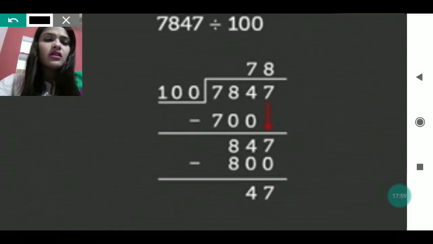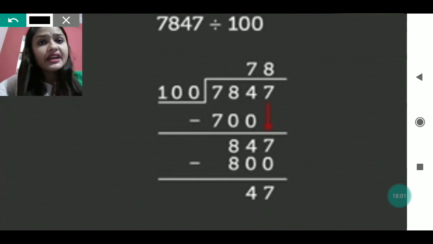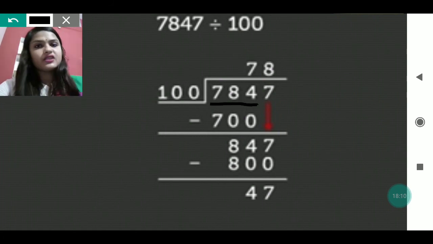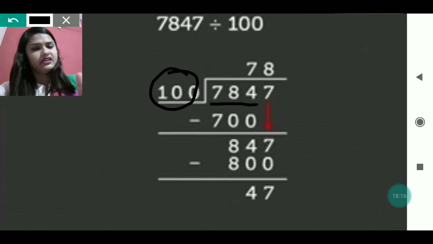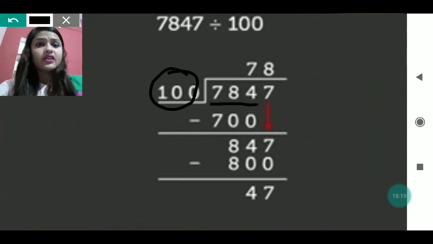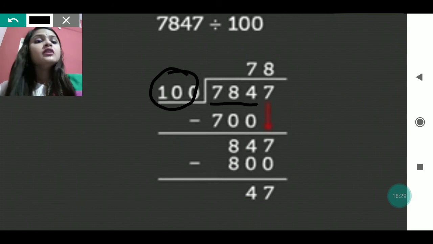What do we have to do now? We have to read the table of 100 to find how many times we get 784. We have to take 3 digits first at a time, because at the divisor place a 3-digit number is written. So we have to choose only the first 3 digits. So 784 we will choose.